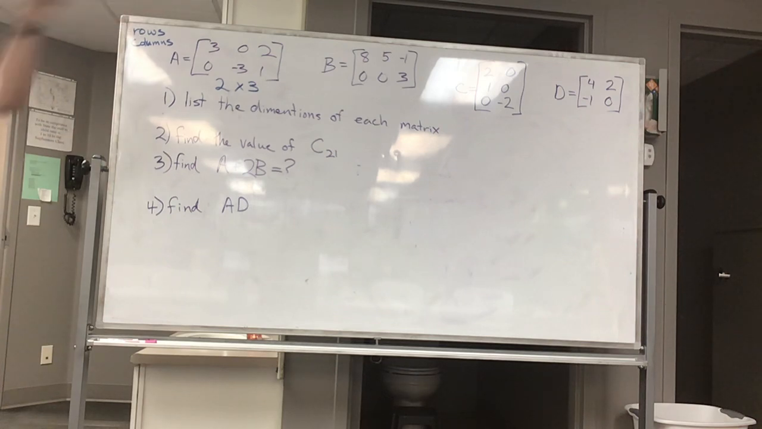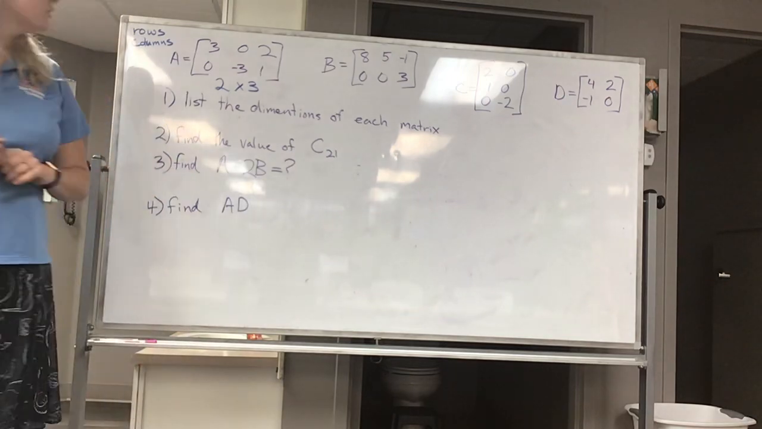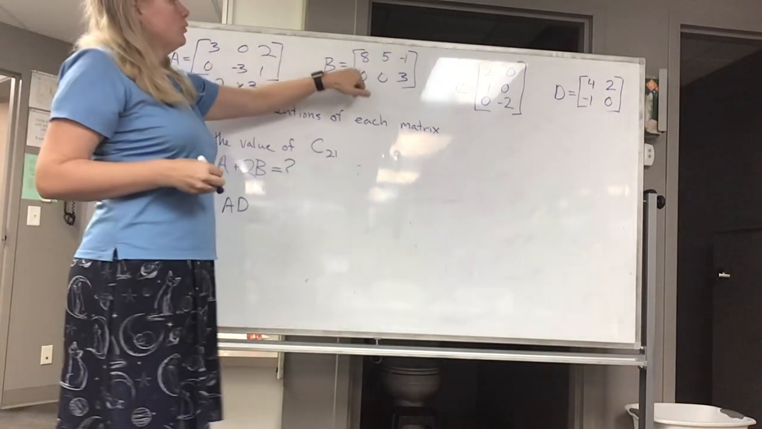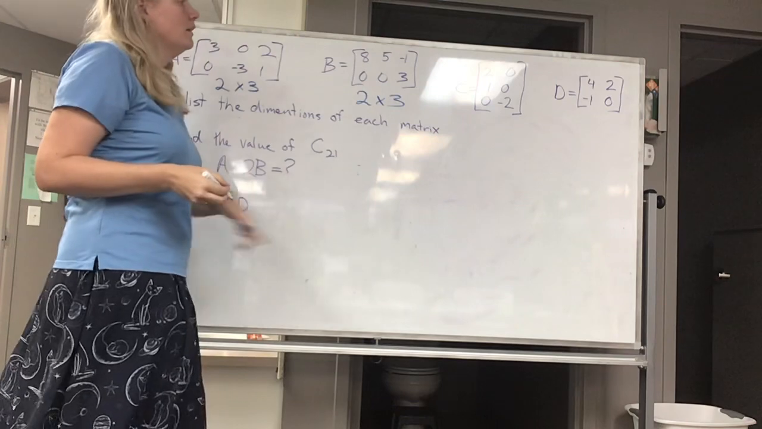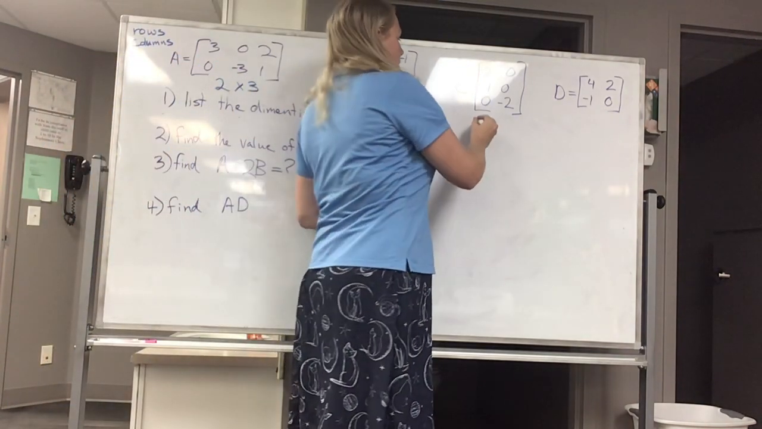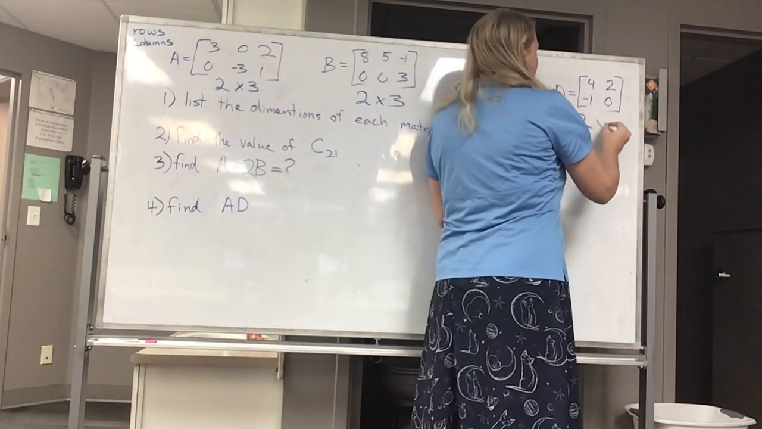So what would the size be for the other 3? This is also 2 rows, 3 columns, 2 by 3. 3 rows, 2 columns, 3 by 2. 2 rows, 2 columns, 2 by 2.